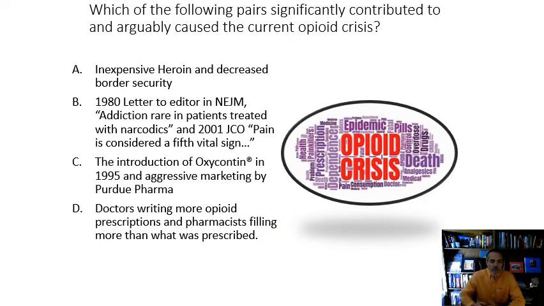So which of the following pairs significantly contributed to and arguably caused our current opioid crisis? Was it a porous border and inexpensive heroin? Was it a 1980 letter to the editor in the New England Journal of Medicine stating that addiction was rare, combined with the 2001 JCO pain is considered a fifth vital sign? Was it the introduction of OxyContin in 1995 and aggressive marketing by Purdue Pharma? Or was it doctors writing more opioid prescriptions and pharmacists filling more than what was prescribed?